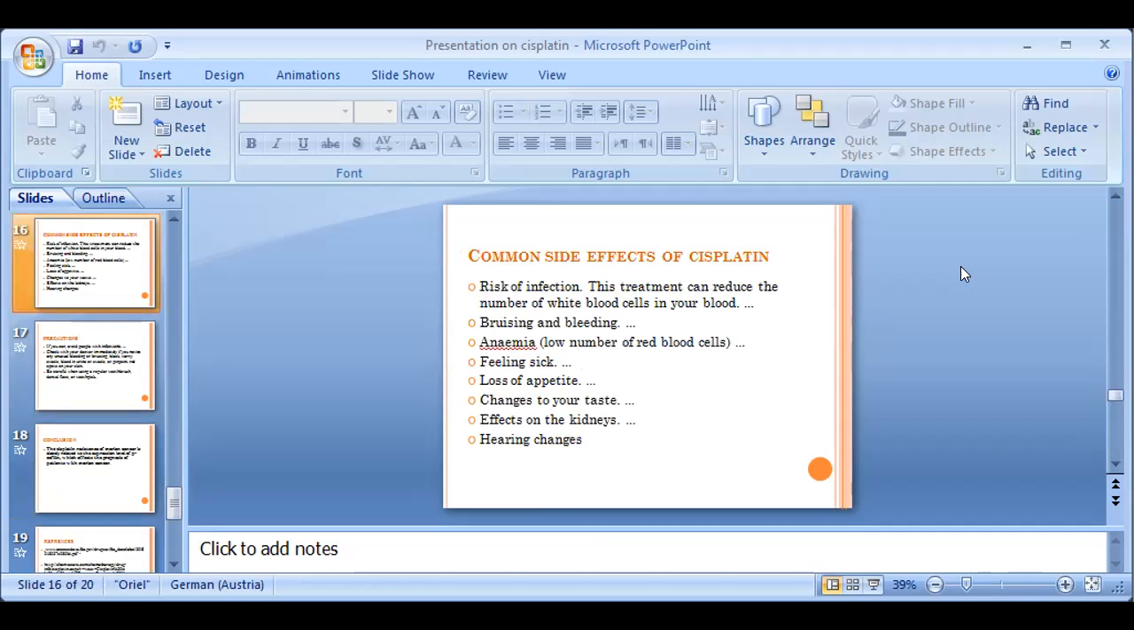This treatment can reduce the number of white blood cells in your blood. Other effects include bruising and bleeding, anemia (a reduced number of red blood cells), feeling sick, loss of appetite, changes to your taste, effects on the kidney, and hearing changes.